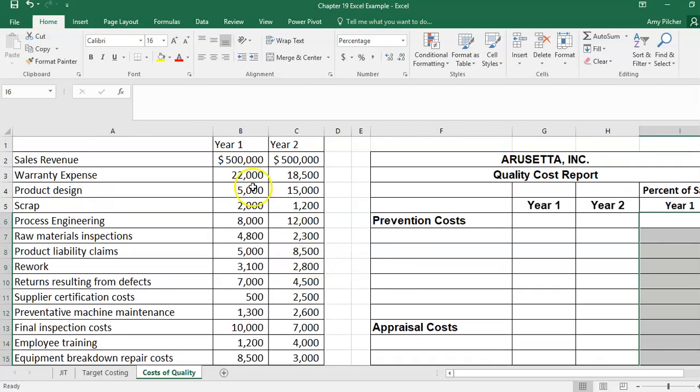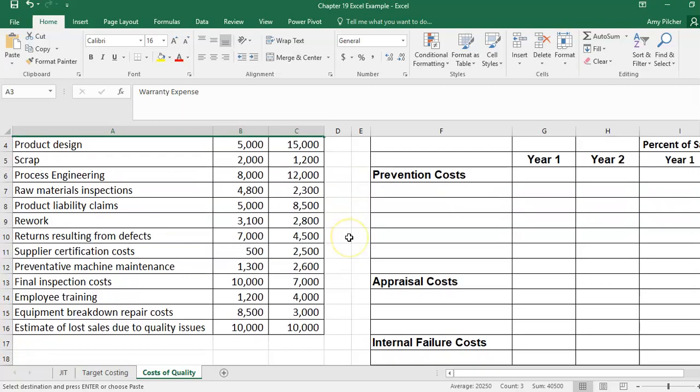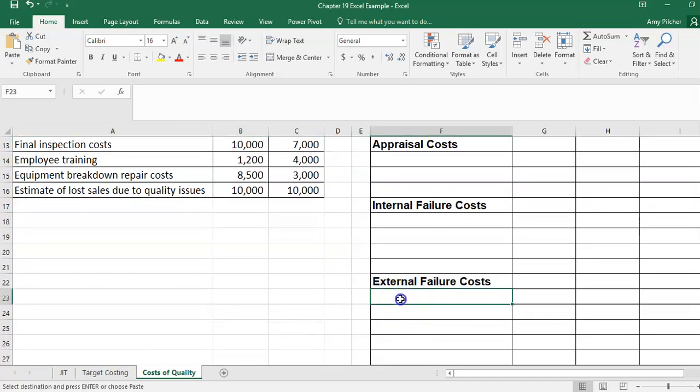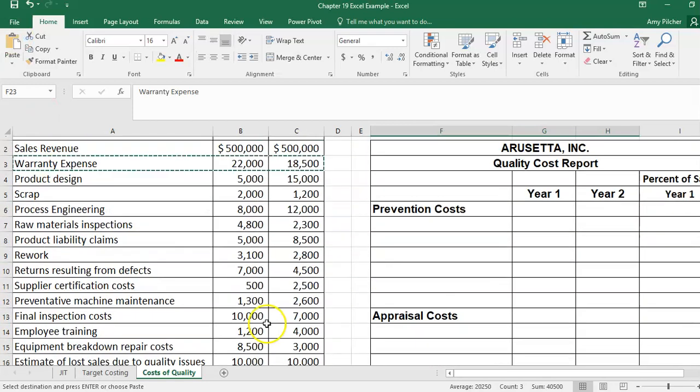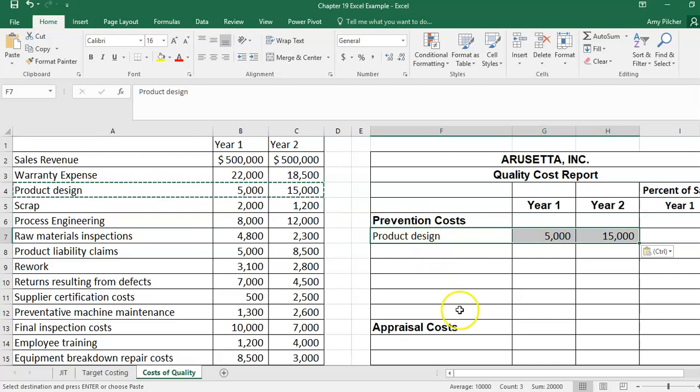So we go through each item one by one. The first is warranty expense. Warranty expense is an expense that happens after our customers have their product and they've filled out the warranty on that item to have something fixed. So warranty expense is an external failure cost. Next, we have product design. In our product design, we want to have a product that doesn't have defects to begin with. So product design is a prevention cost.